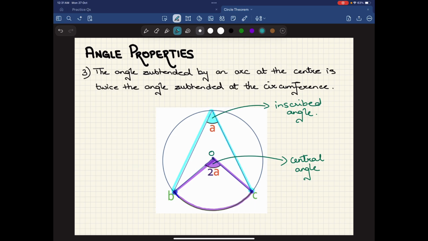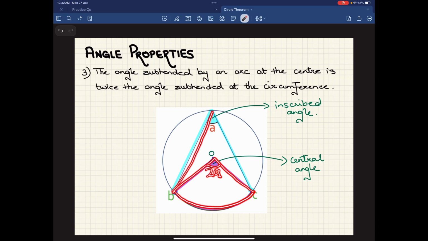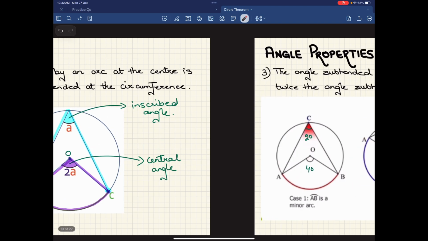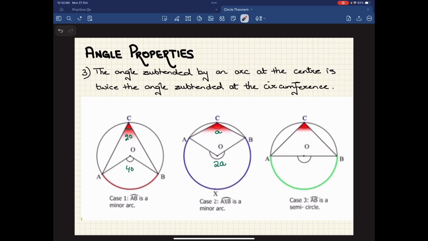So the angle made at the center is known as the central angle. The angle made at the circumference is known as the inscribed angle. Okay, so the angle subtended by an arc at the center is twice the angle subtended at the circumference. So this is the circumference. So the angle at the center is twice the angle at the circumference in simple terms. The angle subtended by an arc is twice the angle subtended at the circumference, same theorem.